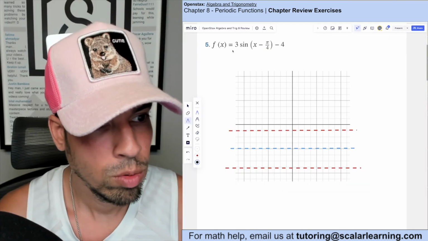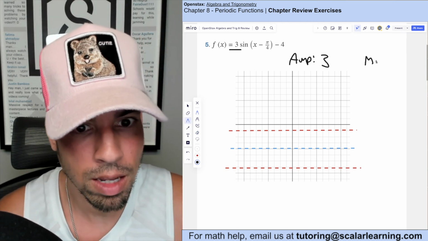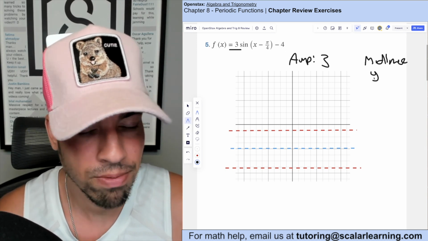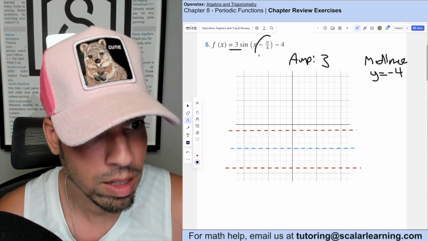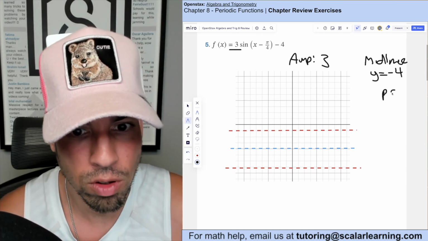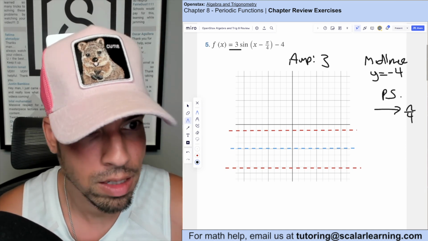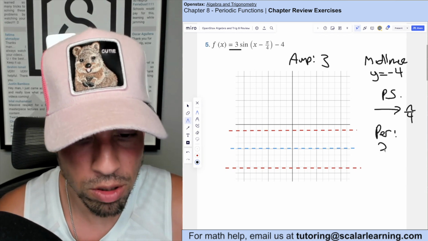Done. So for this one, we've got an amplitude of 3. We've got a midline occurring at y equals negative 4, because of that vertical shift down. So it's normally at 0, it's at y equals negative 4. And then we have this, which is a phase shift, okay? That's going to the right by pi over 4 because of the minus. Last but not least, the period has not been modified, so the period is still 2 pi.